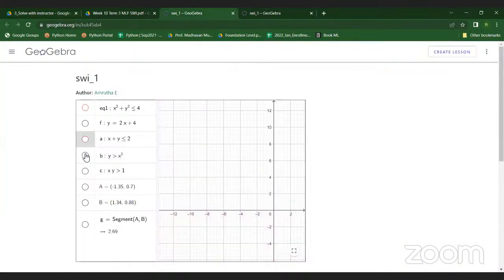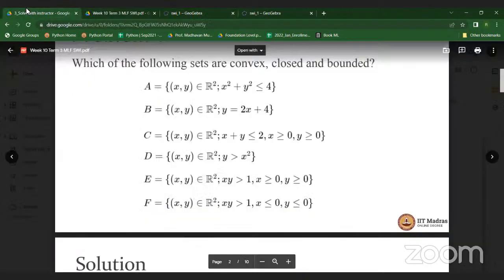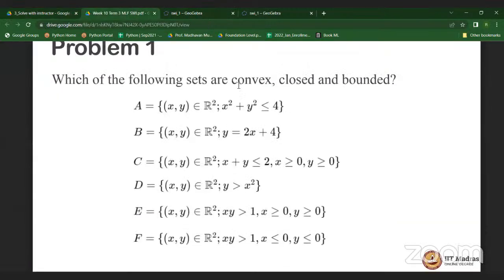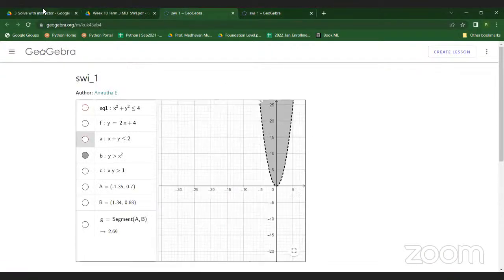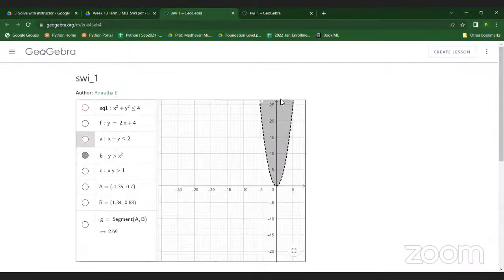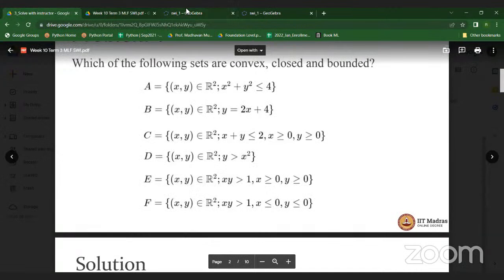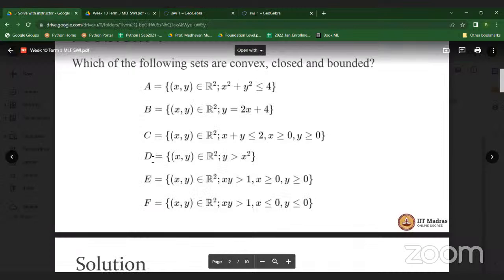If you look at option D, y greater than x square, let's look at that one. The curve y equals x square is convex, that is true. It's convex, but the problem is that it's not closed, because there is no upper closing. This keeps on extending, and it's not even bounded. The values y and x could take are infinite, so it's not bounded at all. So option D is wrong.